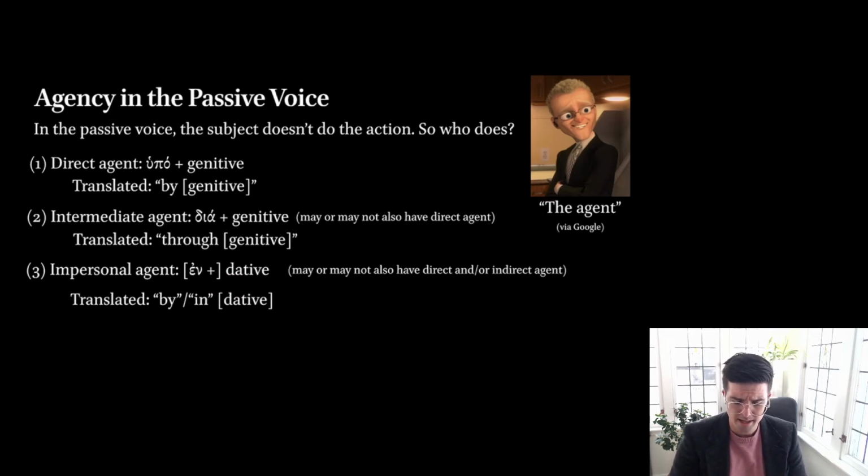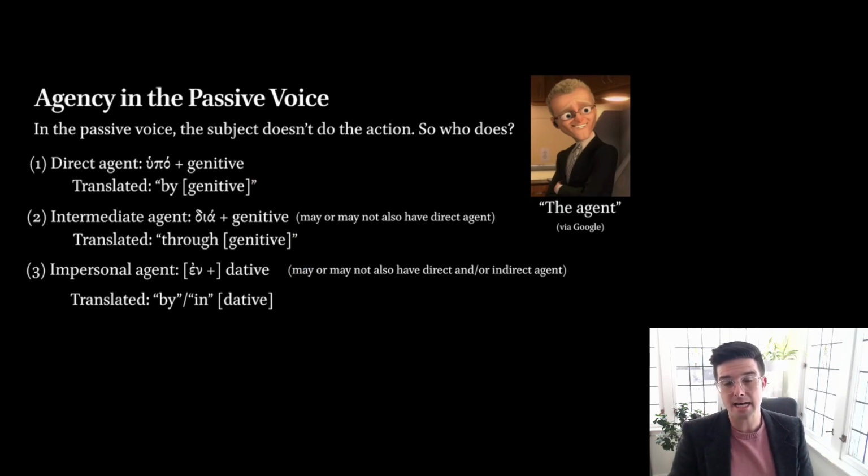And like what we said about the correlation of the direct agent and the intermediate agent, or them appearing with one another, so also with the impersonal agent: you may have a direct agent and an intermediate agent when you see an impersonal agent, or you might have just one or the other, or you might have none.